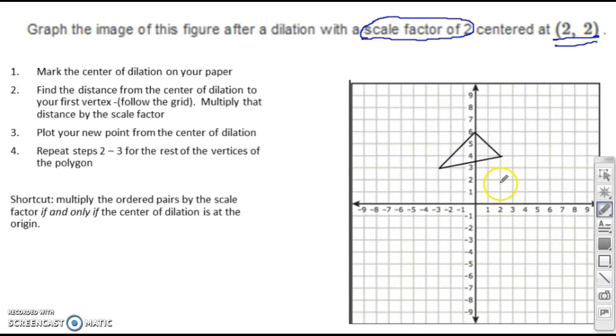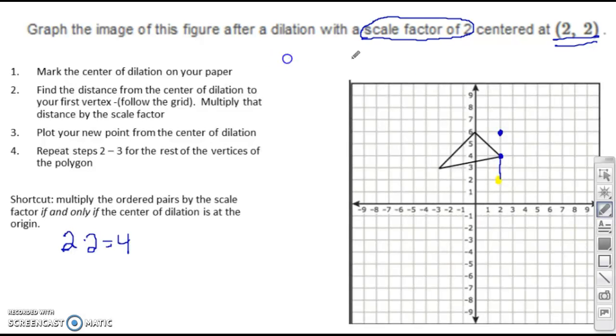So the first thing we do is we plot the center of dilation. Okay? And then like we did on the first couple, we're going to pick any vertex. And we're going to start from the center and just count the distance of how we got there. In this case, we go up 2. And I'm going to multiply that by my scale factor. So to get my new point, I would want to start at the center and go up 4.